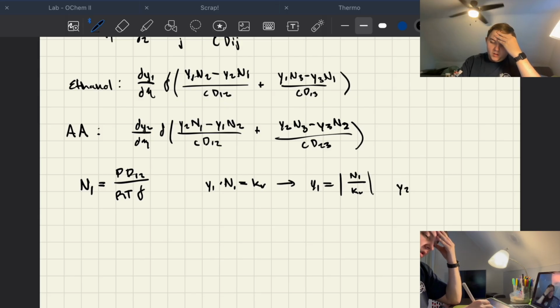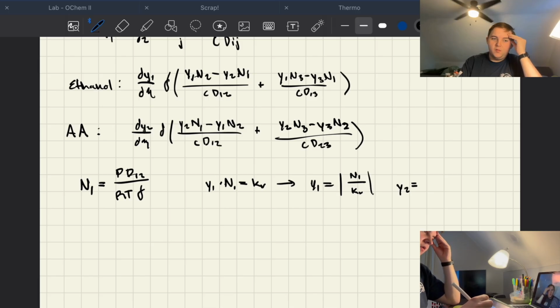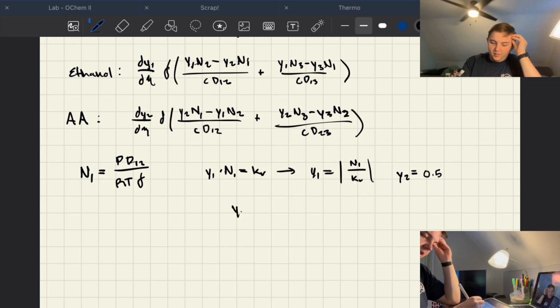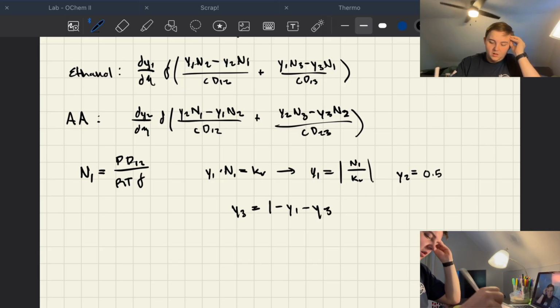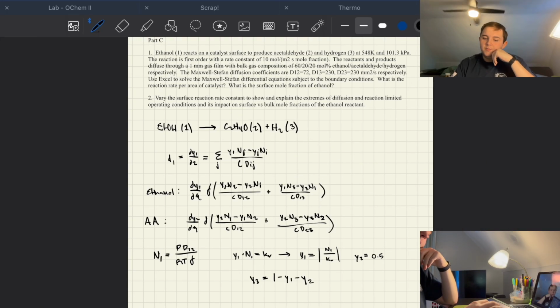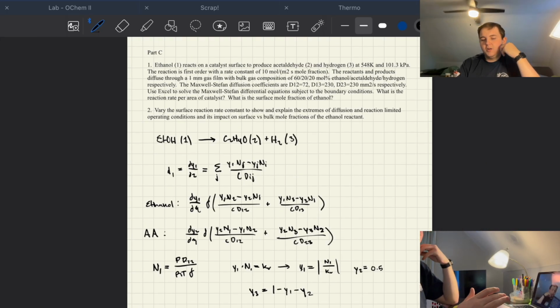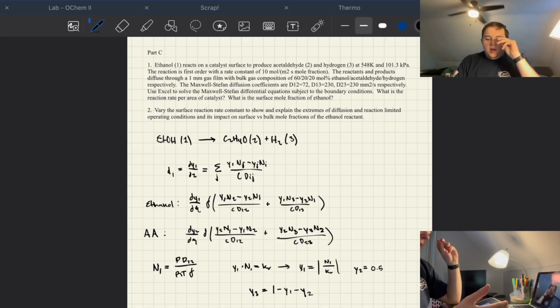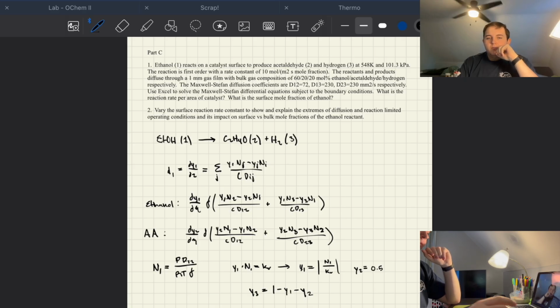And then y2, we still need to solve. We can't really solve for it, so we're just going to define it as 0.5. And then for y3, we're just going to do 1 minus y2, sorry, not y3. So that does everything we can do on my iPad, so I'm going to switch over to Excel, and we can finish plugging in our values and running Solver.